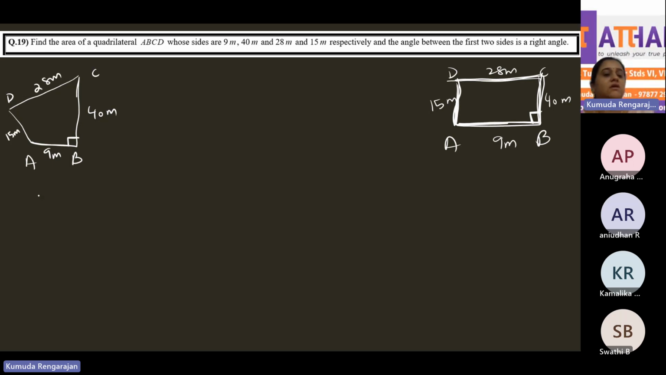Now, which diagonal should we connect, children? AC. We should connect the diagonal AC. BD, if we connect, we'll disturb the right angle. So you should connect AC, and find the areas of the two triangles and add them to find the area of the quadrilateral.